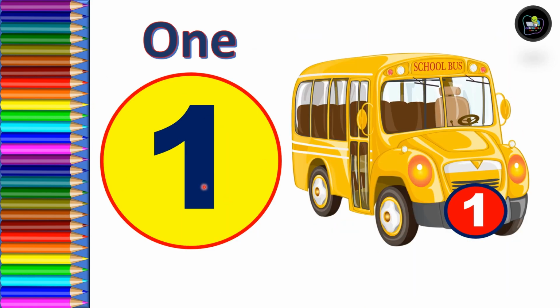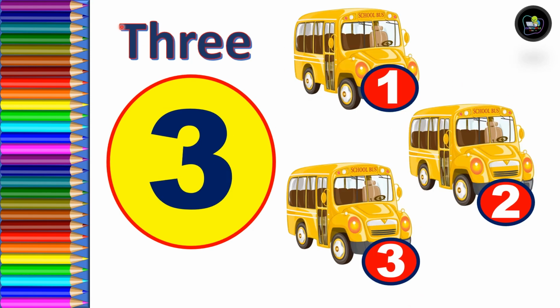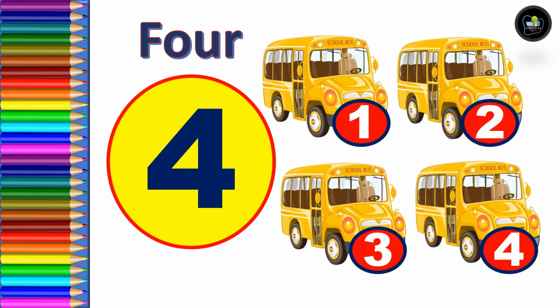Again 1. O-N-E. 1. In yellow color. 1 bus. 2. T-W-O. 2 buses. Next 3. T-H-R-E-E. 3. 1, 2, 3. 3 buses.